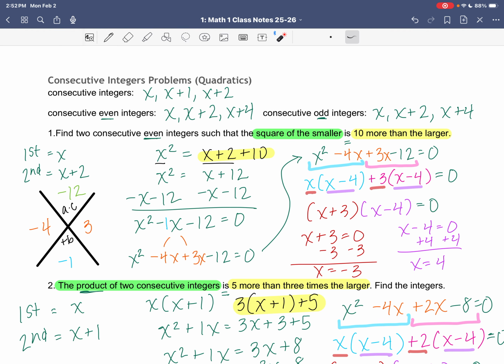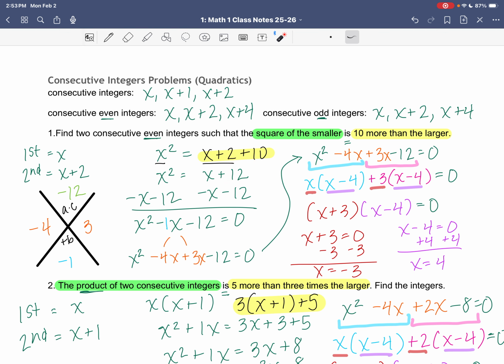So for this one, it says find 2 consecutive even integers such that the square of the smaller is 10 more than the larger. So what I like to do is I always do my let statements to figure out what it is. So I know my first number is going to be x. I know my second number is going to be x plus 2. So this is the square of the smaller. So your smaller squared is 10 more than the larger. Well, the larger is x plus 2. So now combine like terms, and I'm going to get x squared equals x plus 12.